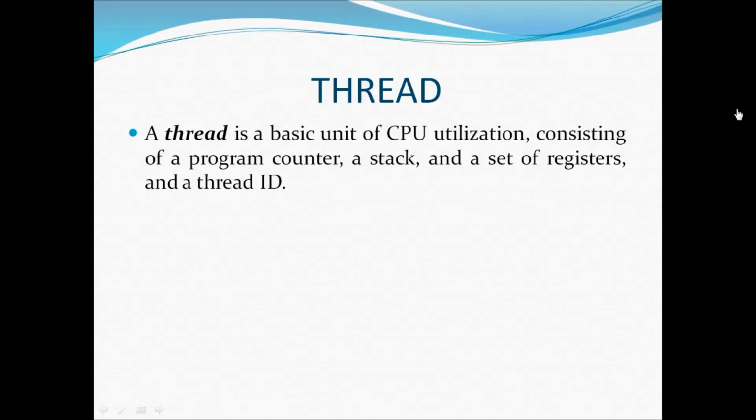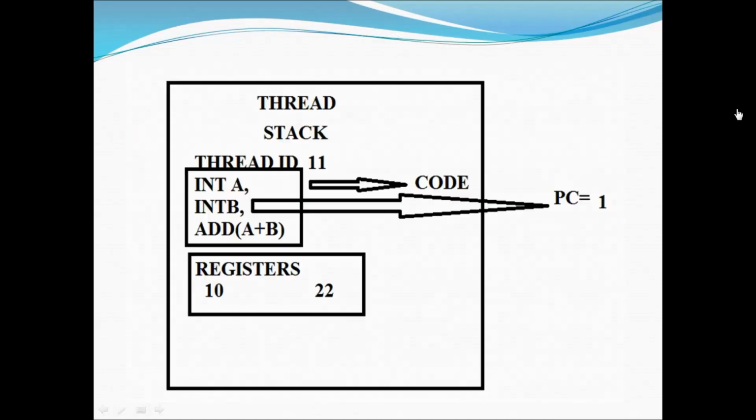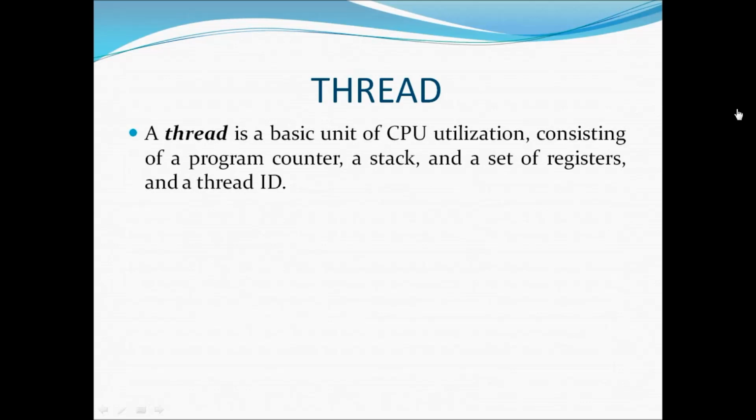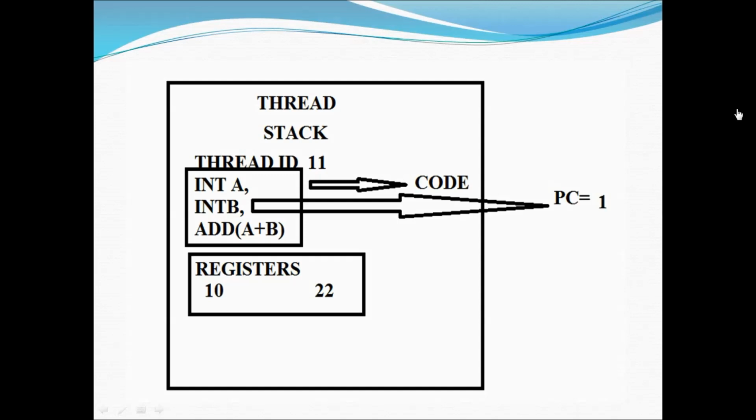So you can see there, a thread is a basic unit of CPU utilization. That means you are going to do some task. Here I am adding the two numbers, thereby I am utilizing the CPU. Each thread is associated with a particular task. Each thread will have a program counter, a stack, a set of registers and a thread ID. Here the thread ID is 11, and we have a code part where we have two variables and one instruction. That's why the PC value is 1, and those variable values are stored in the registers, and all these contents are stored in a stack.